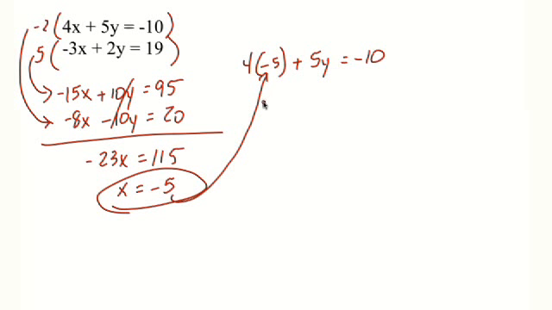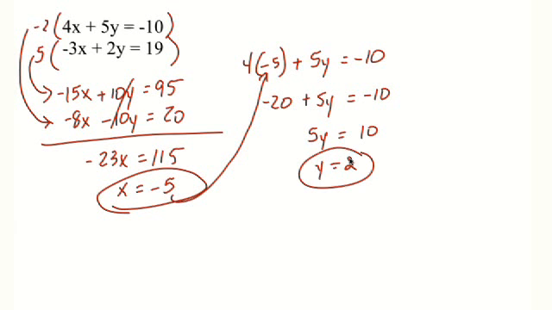So 4 times negative 5 is negative 20, plus 5y equals negative 10. Carry that negative 20 over, so it'll become positive over here, so you're going to end up with a positive 10 on this side, and then dividing by 5 gives you a 2. So the answer, negative 5, 2. So you can see, not overly difficult. What you're doing is you're rewriting these equations to make them where you can cancel something out.